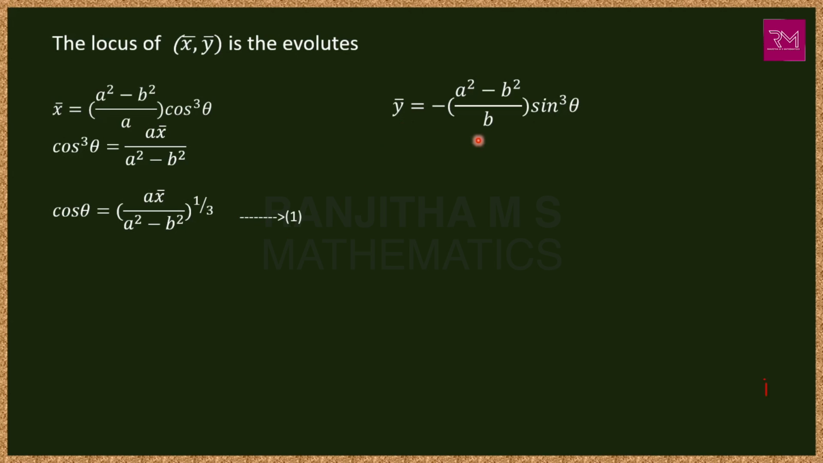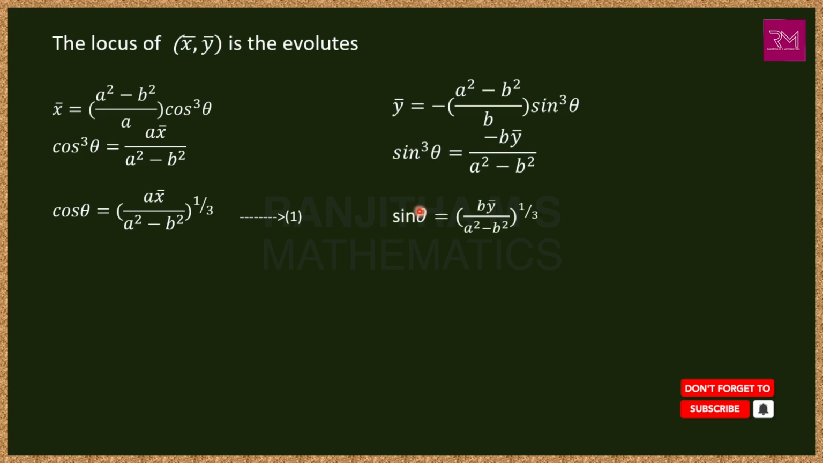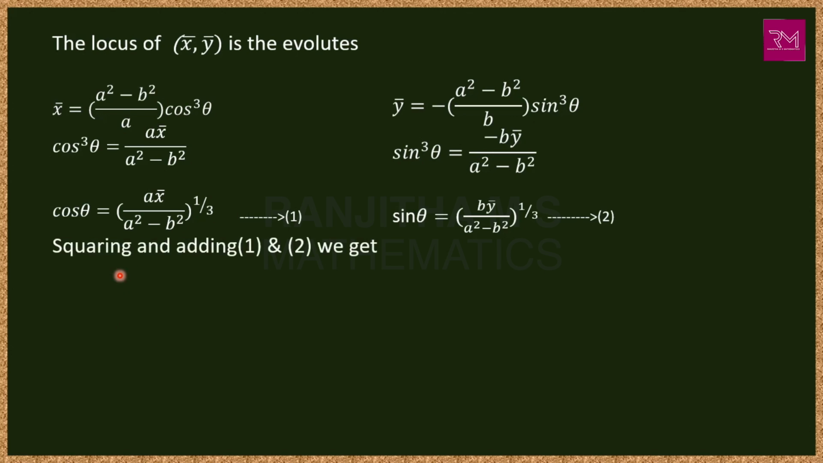Similarly, we find sin³θ, which is equal to −bȳ/(a² − b²). Hence we get sin θ = (bȳ/(a² − b²))^(1/3). Consider this as equation number 2. After finding cos θ and sin θ, in the next step we have to square and add equation 1 and 2. We square and add the left hand side and right hand side separately.